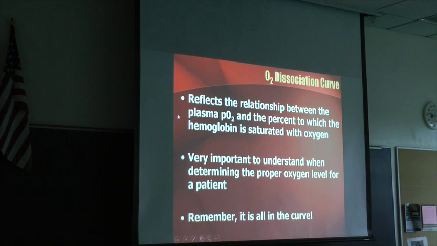All right, what does this say? The oxygen dissociation curve reflects the relationship between the plasma PO2, the pressure of oxygen in the plasma, and the percent to which the hemoglobin is saturated with oxygen. It's very important to understand when determining the proper oxygen level for a patient. It says, remember, it is all in the curve. So we'll go through the curve, and once you get an understanding of it, then we'll go back and apply how important this is to know when you're at the bedside of the patient.